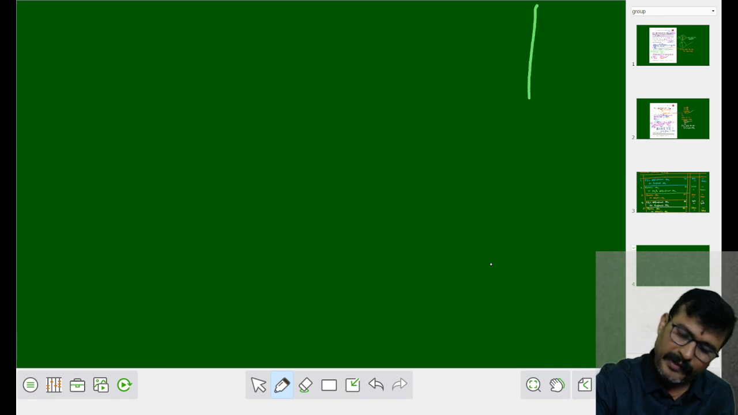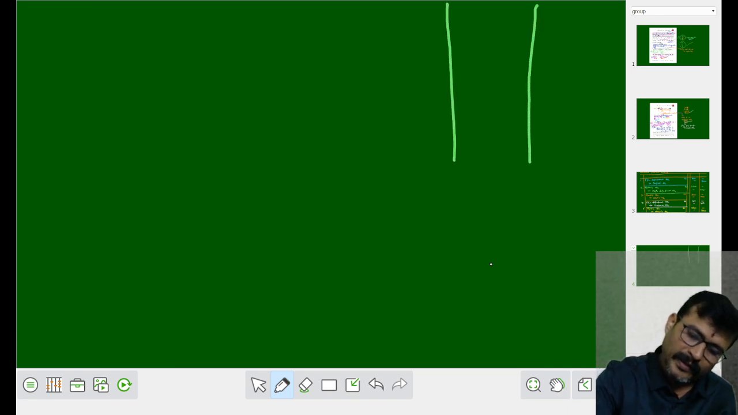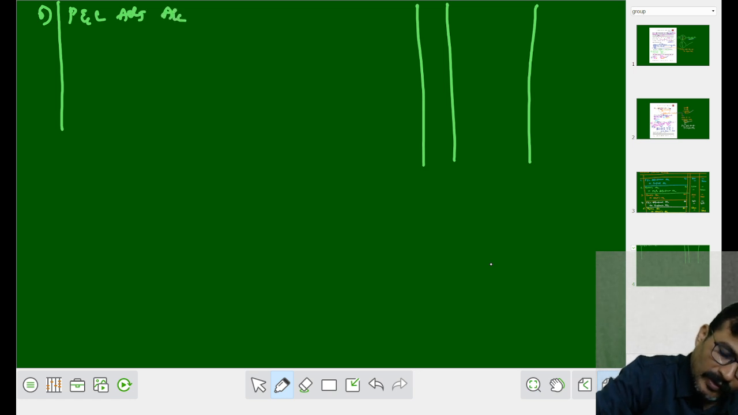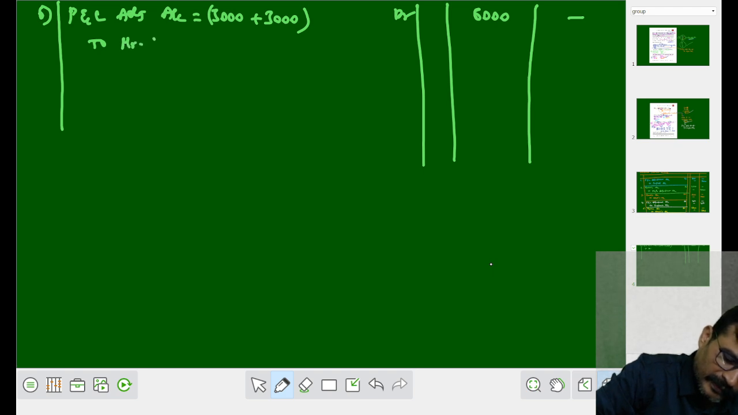Okay, let me get ready with the journal format. Now, what might be your journal entry? 6th entry. That is P and L adjustment account debit. Amount comes how many times? 3000 plus 3000. It comes to 6000 to Mr.